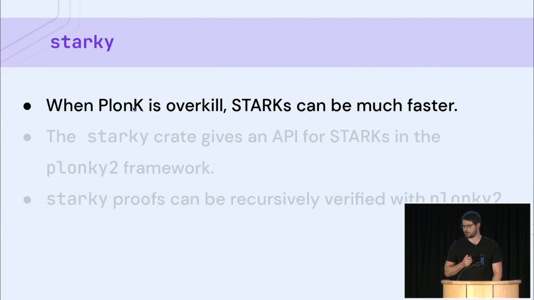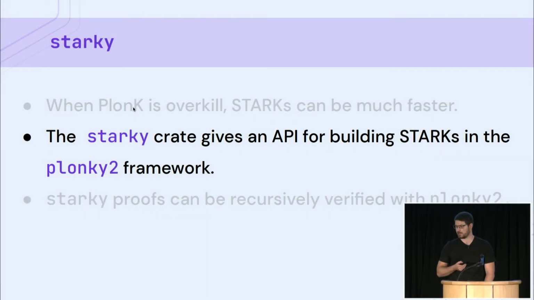Another thing I want to talk about is Starky. Starks and Plonk are actually very similar. The only difference is that Plonk is like a Stark with the ability to route wires between different rows and also custom gates. But sometimes you don't need any of those features.